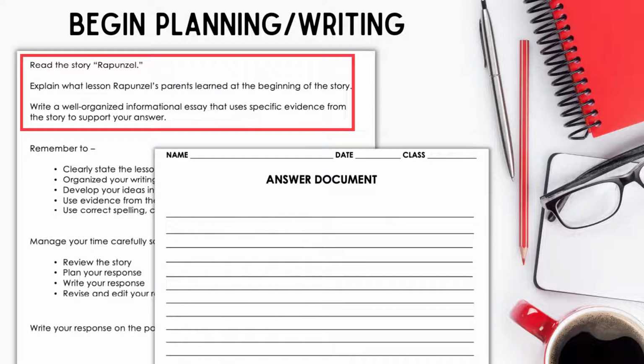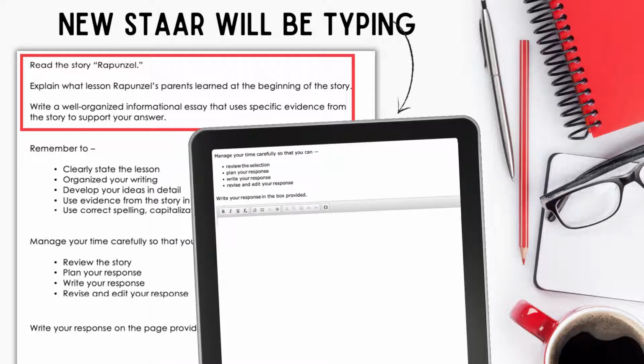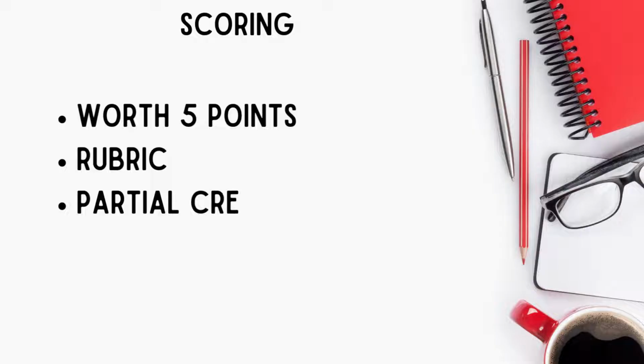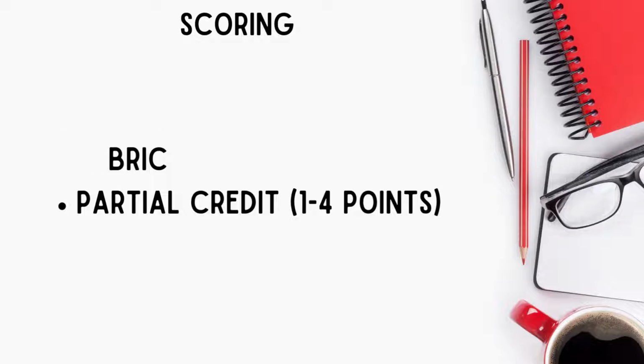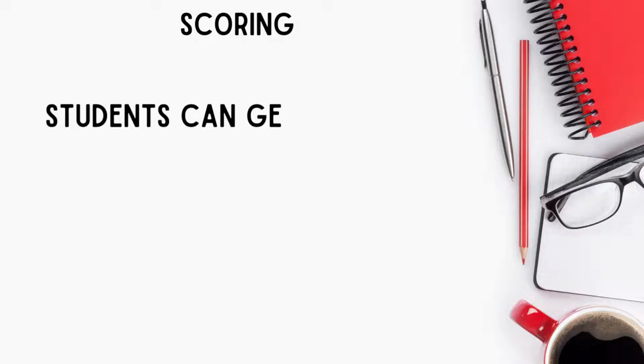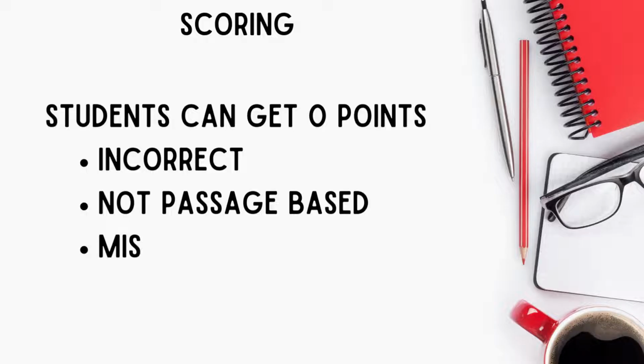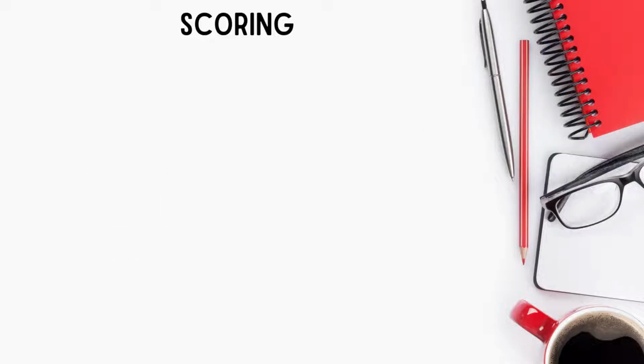So students will then begin to plan their writing, looking at the question. Now, the new STAAR will not actually have students writing, they will be typing this, but for in-class practice purposes, you might be having them write. It will be scored out of 5 points. A rubric will be used in grading, and partial credit can be given. Students can get 0 points if they are completely incorrect, or, it's important to emphasize, if the response is not passage based, they can also lose the points, or if they simply don't answer the question and it's missing.